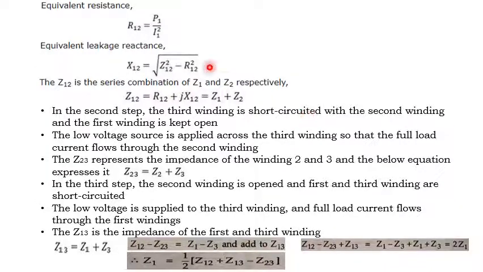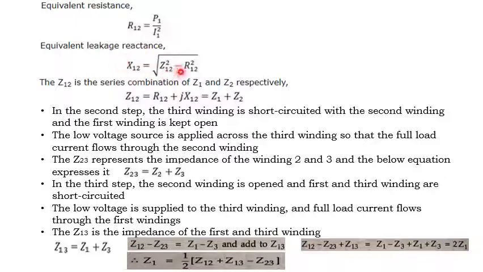Now what about the equivalent resistance? This is the equivalent resistance R12. How can I consider R12? In general, by determination of the power, it is I square R. Due to this equation, I can represent the equivalent resistance when the first and second windings are short circuited as R12 equals P1 divided by I1 square.